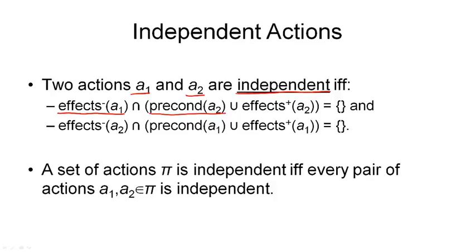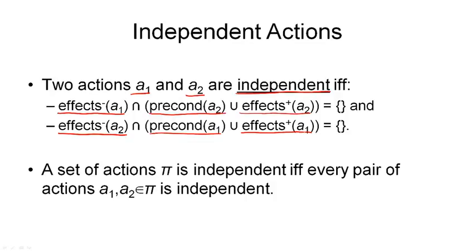So we have the negative effects intersected with the positive effects. That again must be the empty set. Or in other words, the negative effects of the first action must not be a precondition or a positive effect of the other action. And the first condition states this for the negative effects of A1, and the second one is simply the symmetric case for the negative effects of A2, which must not be preconditions of A1 or positive effects of A1. That's what it means for two actions to be independent.